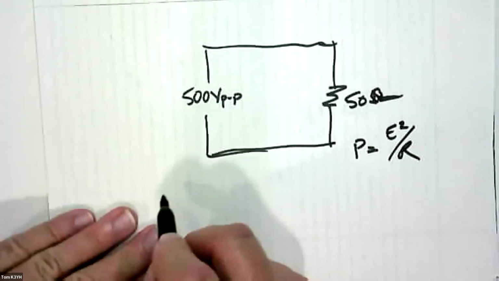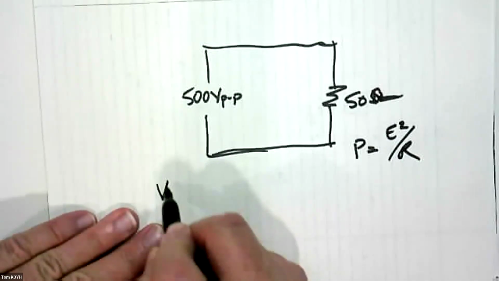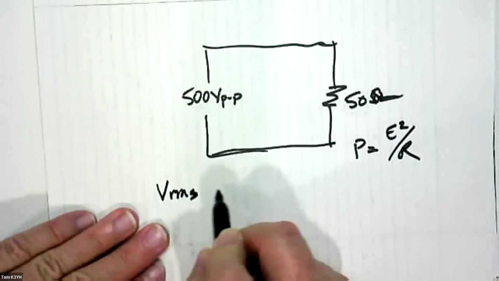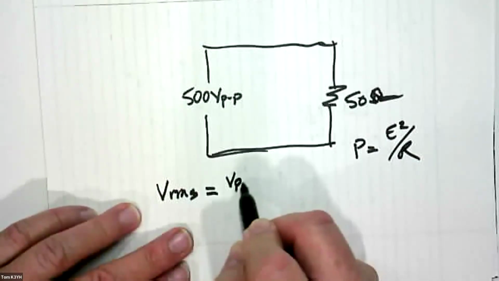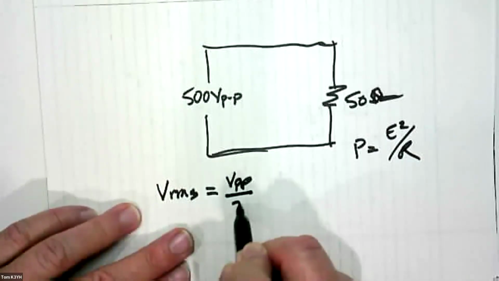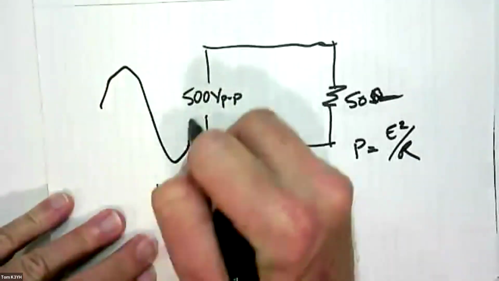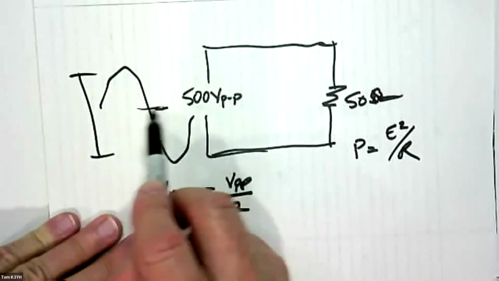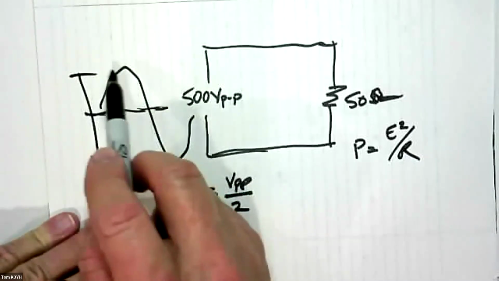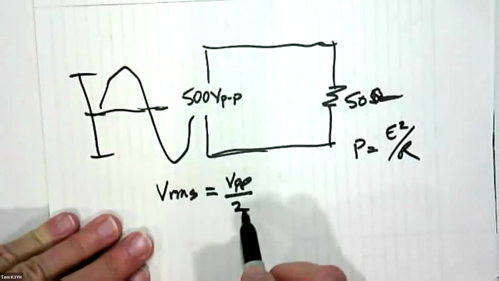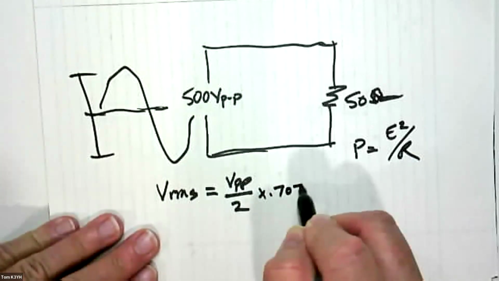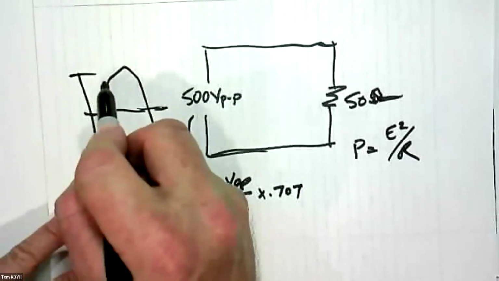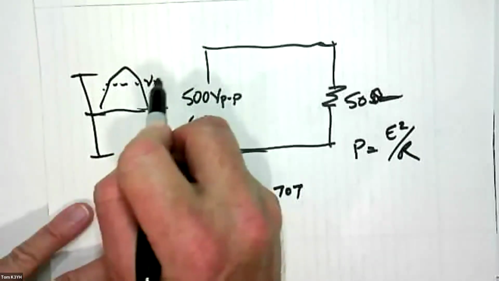So in this case, the VRMS is equal to V peak to peak divided by 2. Remember, peak to peak is this voltage, and I want half of that. So I've got to do V peak. So I take V peak to peak divided by 2 times 0.707. That'll give me this voltage here, VRMS.